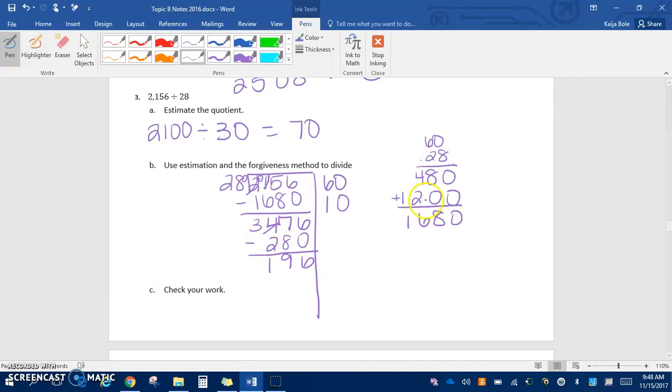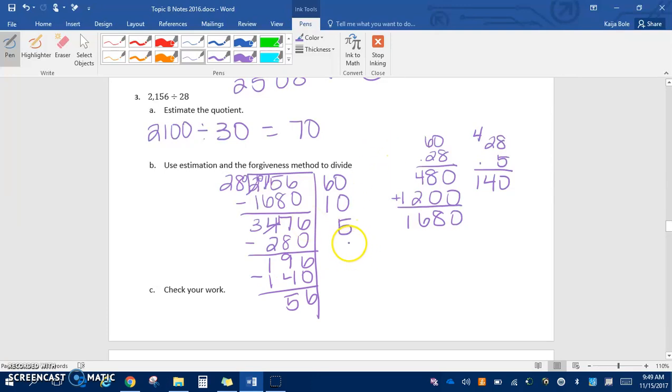So maybe let's try 5s. So 28 times 5 off to this side here. 5 times 8 is 40. 5 times 2 is 10. Plus 4 is 14. So we're going to subtract 140. So we get 6 and a 5.